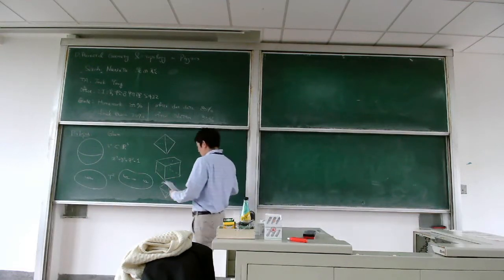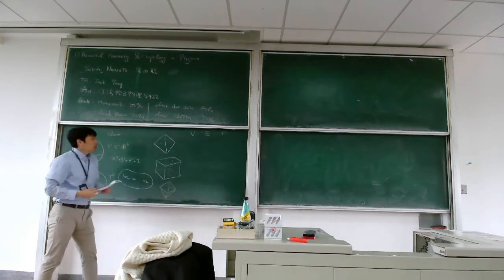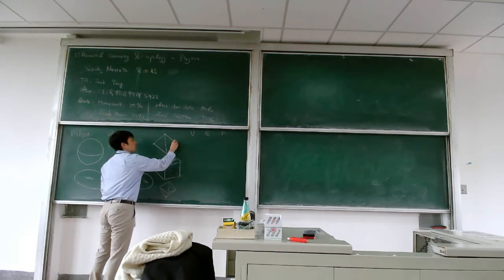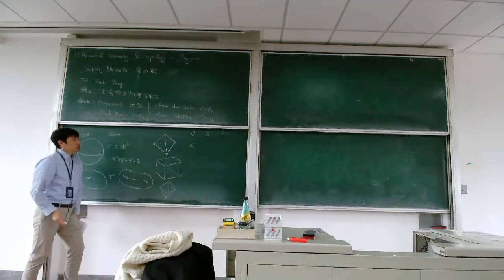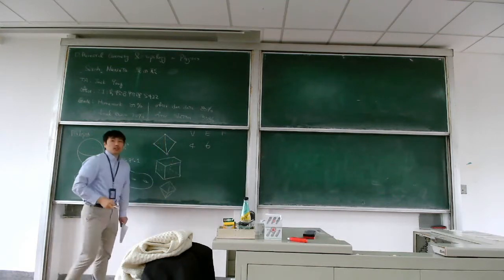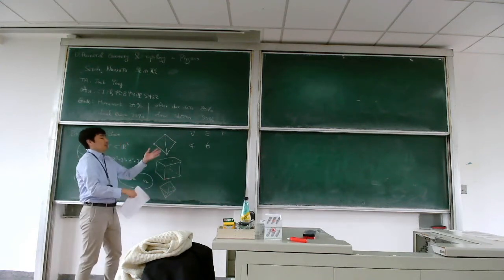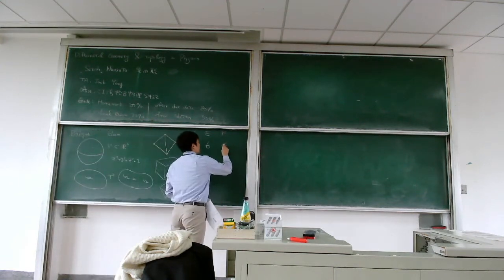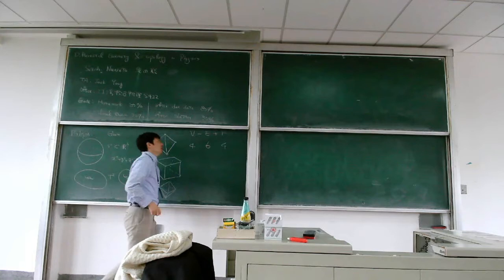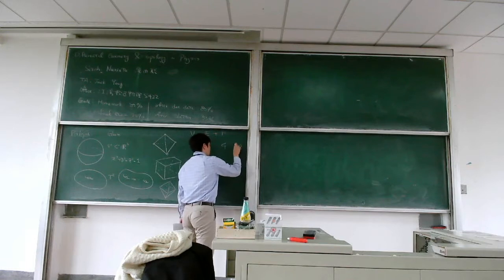And for instance, one can count vertices, edges, and faces. Let's count vertices, edges, faces. So vertices are, let's see, 1, 2, 3, 4. Vertices is 4. And the edges are 1, 2, 3, 4, 5, 6. How many faces? 1, 2, 3, and 4. And what you get is V minus E plus F is equal to 2.